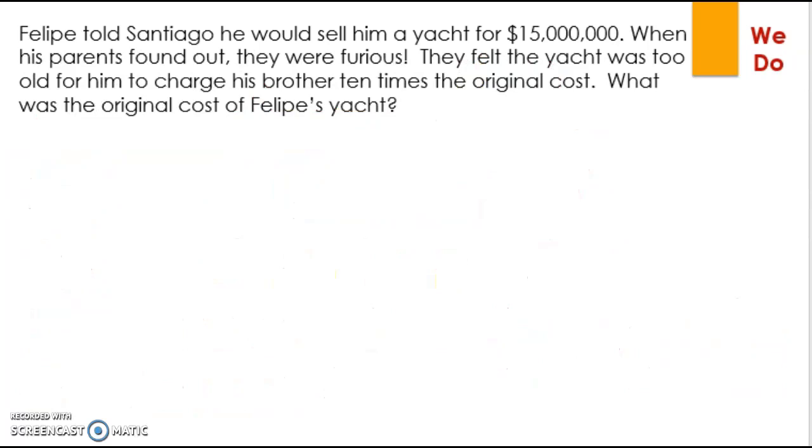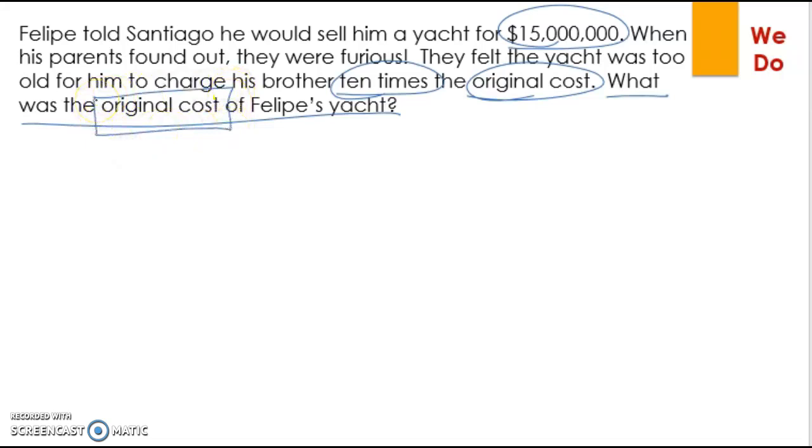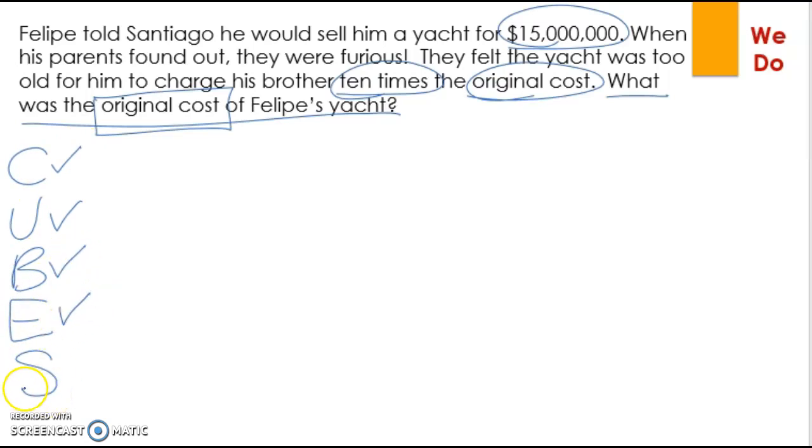Felipe told Santiago he would sell him a yacht for $15 million. Wow. When his parents found out, they were furious. They felt the yacht was too old for him to charge his brother 10 times the original cost. Well, what was the original cost of Felipe's yacht? We want to know the original cost. I've circled, underlined, boxed. Now I'm going to evaluate and I'm going to solve.